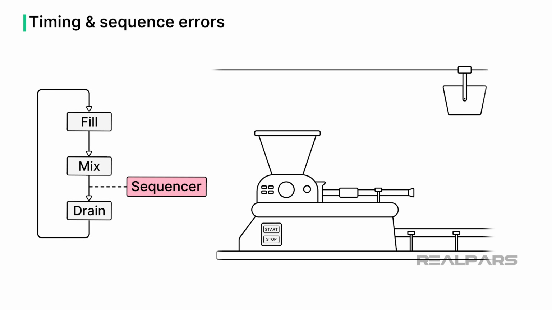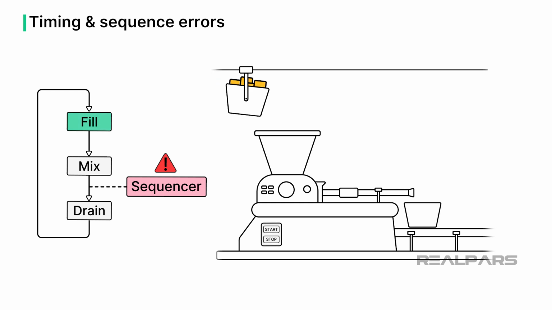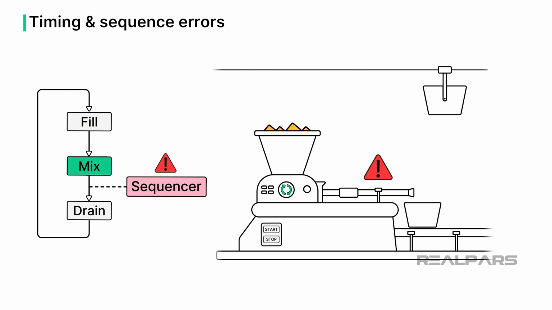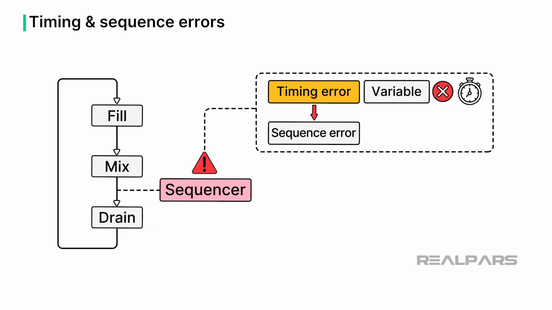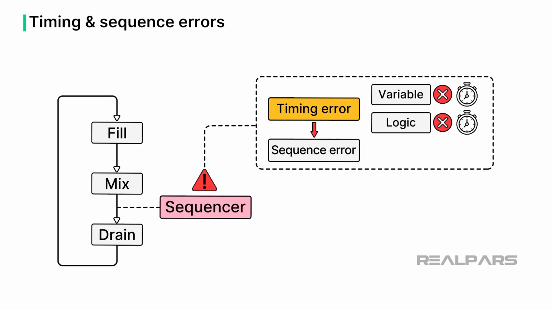A sequence error occurs when there is a problem with the sequencer, and it does not activate the next sequential step or activates the wrong step. This can cause a sequential process to behave in an unexpected way, or get stuck mid-process. Very often, sequence errors are caused by timing errors. A timing error is a specific type of error that occurs because some variables don't have the correct value at the correct time, or the logic is not configured to check the correct variables at the correct time.